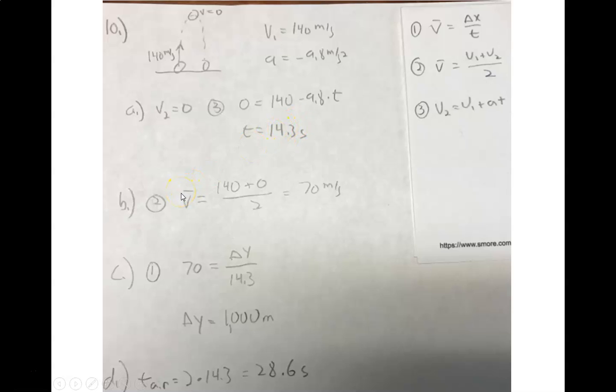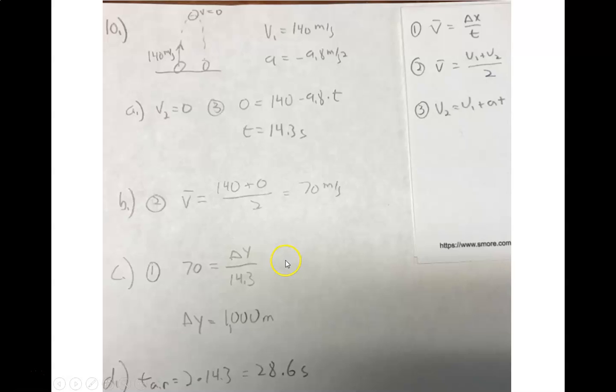B is what's the average velocity on the way up. Well, it started at 140 meters per second, and when it reached the top, it was moving at 0 meters per second. So that's just 140 plus 0 divided by 2, which is 70.